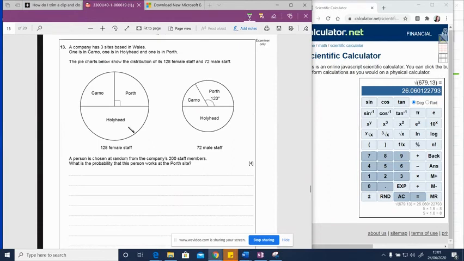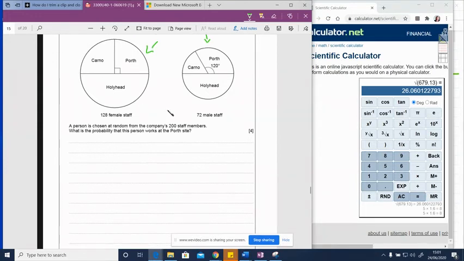Okay, question 13. Question 13 tells us that a company has 3 sites based in Wales: Carno, Holyhead and Porth. The pie charts below show the distribution of 128 female staff, which is this pie chart, and 72 male staff, which is this pie chart. It tells us that a person is chosen at random from the company's 2,200 staff members. What is the probability that this person works at the Porth site? So it doesn't matter whether they're male or female.